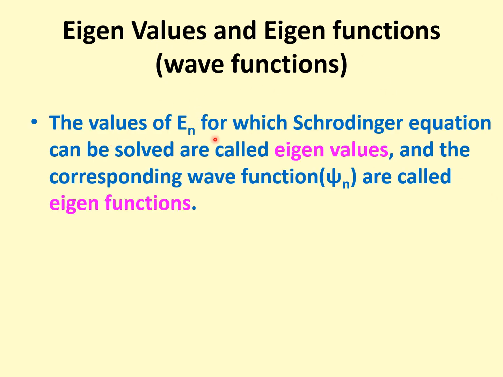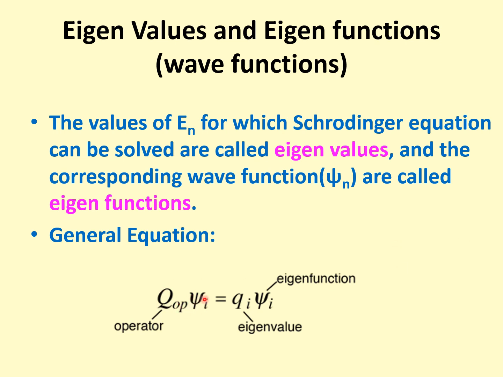The values of En for which the Schrodinger equation can be solved are called eigenvalues, and the corresponding wave function psi is known as the eigenfunction. Suppose we have a function psi and an operator Q, and if this operator operates on the function psi, then we get the function back along with some coefficient. This coefficient is known as the eigenvalue.